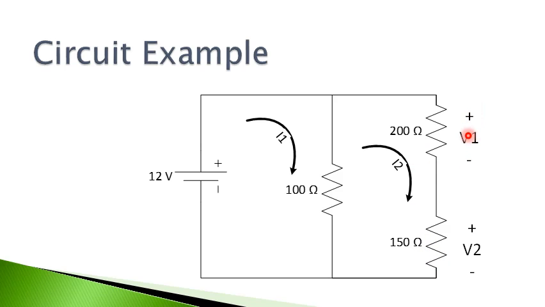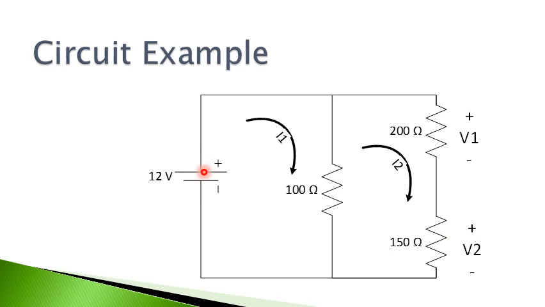So now we can take V1 plus V2, which is 12 volts, and divide it by the total resistance, which is 200 plus 150, or 350. And that gives us I2. And if I'm remembering correctly, I2 then ends up being about 38 milliamps. Then we can simply take I2 times 200 to give us a value of V1, and I2 times 150 to give us the value of V2.